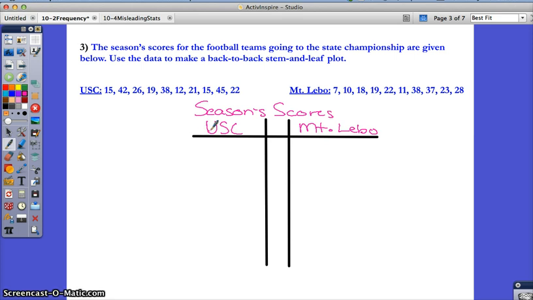When you're choosing your stem, you have to look at both sets of data together, though. So look for the lowest score you see out of both teams, and look for the highest score you see out of both teams. That's going to show you what your stem needs to span.